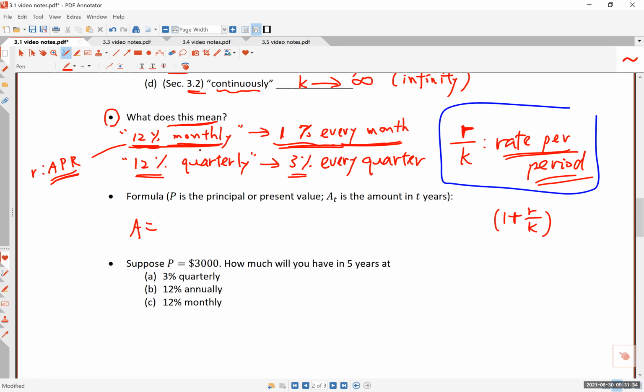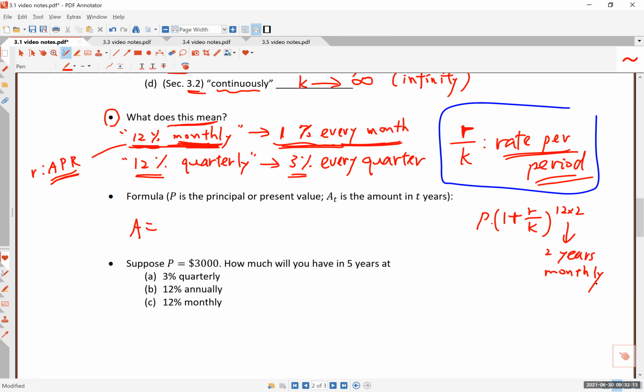And if it's 12% monthly, that's 1% every month. And so even if it's for 1 year, you have 12 periods, 12 months. If it's for 2 years, guess what? It's going to be 12 times 2, because 2 years means 24 months. And this is what you have to multiply with P in order to get your account. So this is for 2 years and monthly compounding. So you can generalize that.